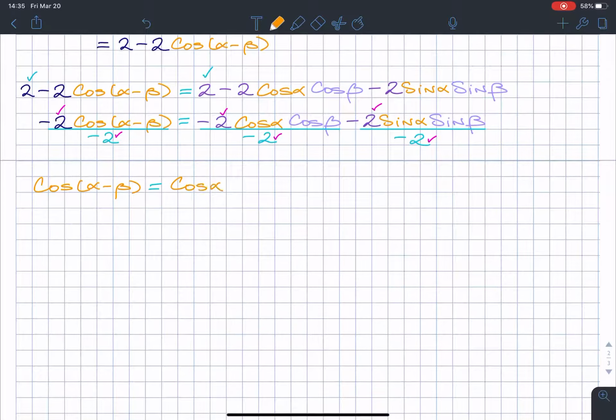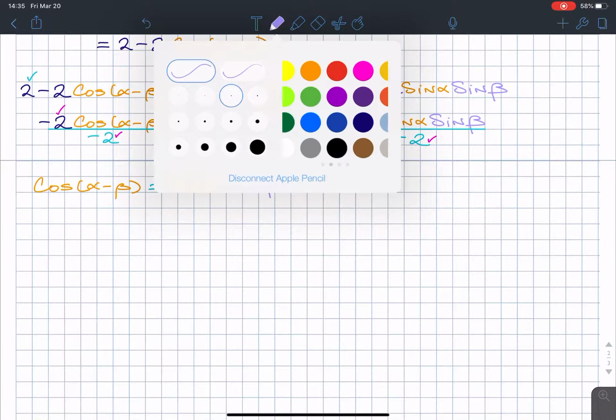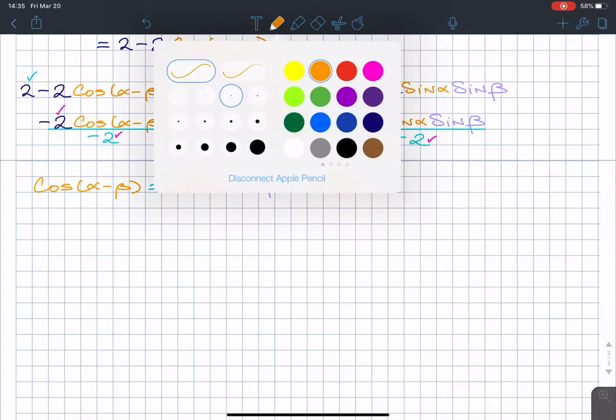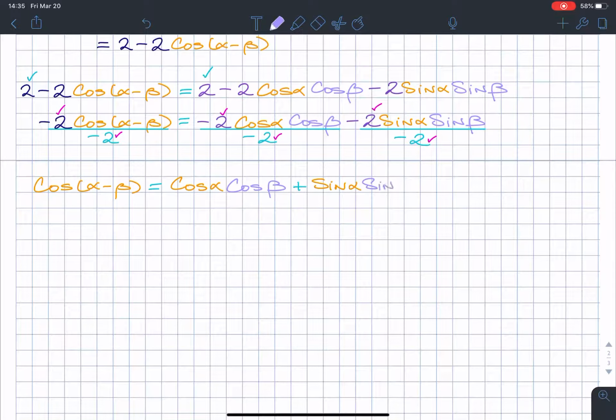cosine of alpha times cosine of beta plus, because 2 negatives make a positive, maybe I should do that in blue so we see where that came from. So plus sine of alpha times sine of beta. Okay, so this is one formula we will be coming back to. This is the difference formula for cosine.